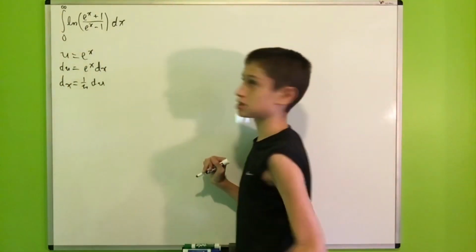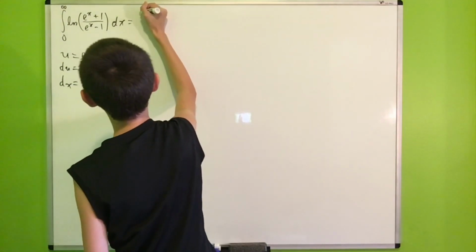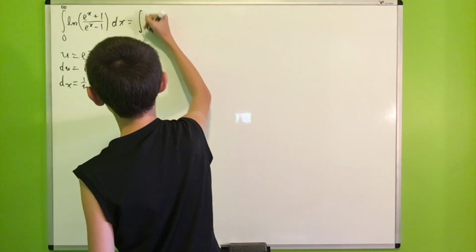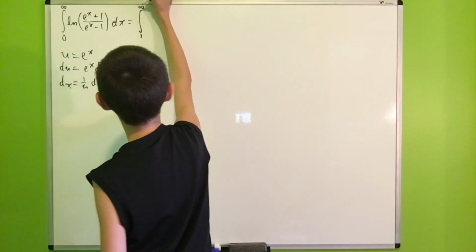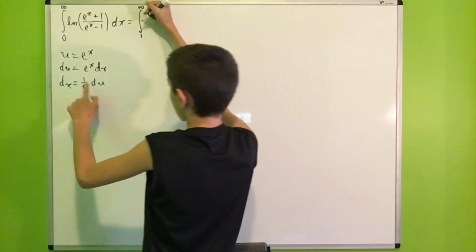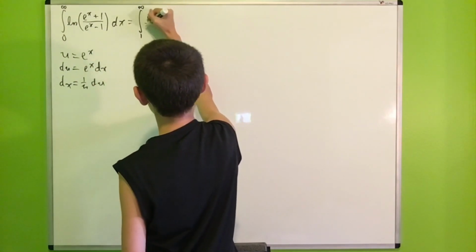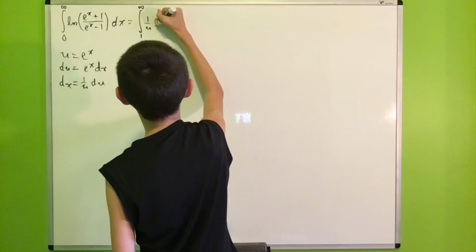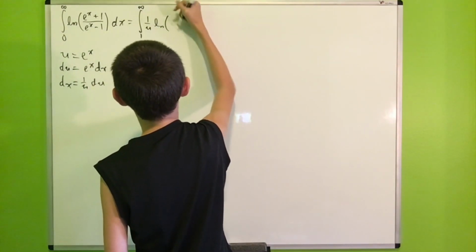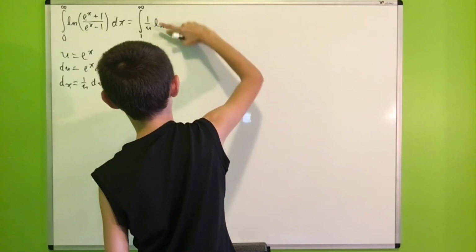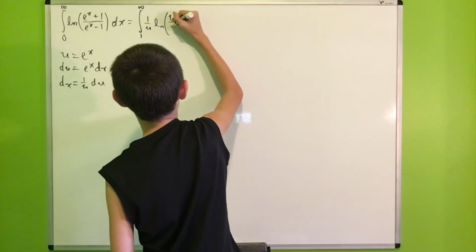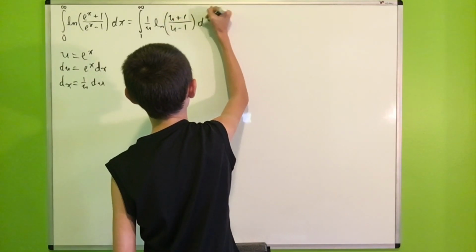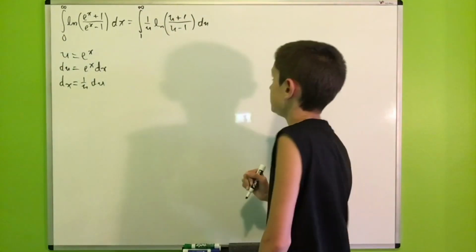And now we can just substitute everything in to get the integral from, okay, e to the 0 is 1, e to the infinity is infinity. So we have our 1 over u because of our differential dx, and the natural log of, let me do this again, the natural log of (u plus 1) over (u minus 1) du.